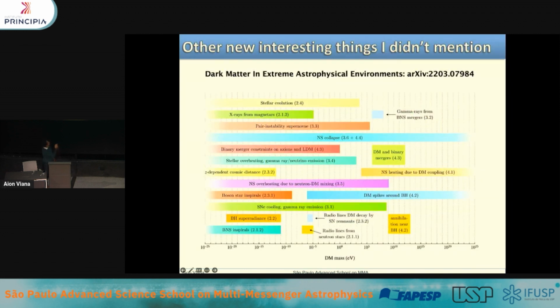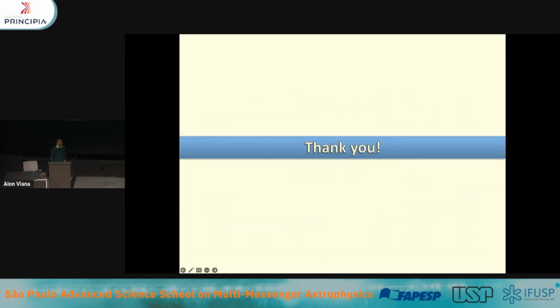And finally, another thing which is very interesting that I also didn't have time to mention is dark matter in extreme astrophysical environments. I'll give you just the arXiv. This is a white paper for one of these decadal surveys in the US, where they described all the different topics that you can have. For example, stellar evolution and how dark matter affects it, binary mergers, how axions affect it, how you superheat neutron stars and pulsars with dark matter in the environment. So there's a lot of interesting stuff there. I didn't have time to talk about it, but if you're interested, please have a look. And that's it. Thank you.